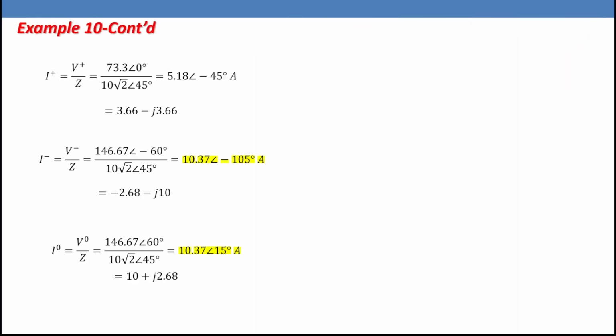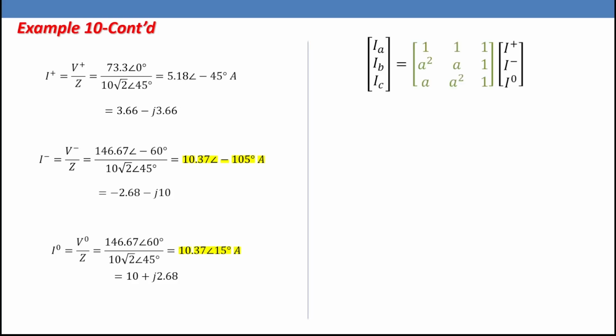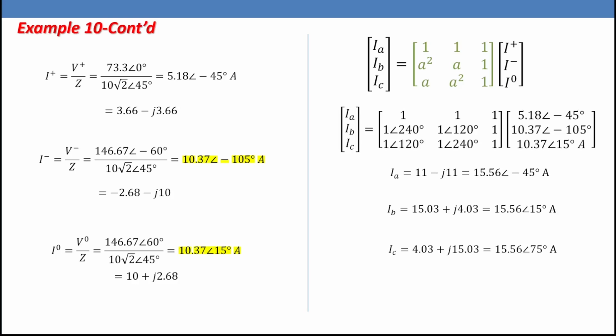Now we can calculate the sequence currents. I positive equals V positive over Z, 5.18 angle minus 45 degrees. I negative equals V negative over Z, 10.37 angle minus 105. And I0 equals V0 over Z, 10.37 angle 15 degrees. We can calculate the phase currents from the sequence currents using these matrices. So IA equals 15.56 angle minus 45, IB equals 15.56 angle 15, and IC equals 15.56 angle 75 degrees. That exactly matches what we calculated in the previous slide.